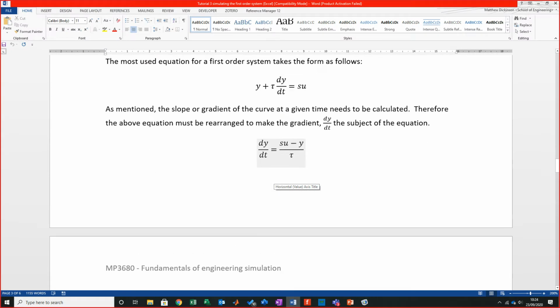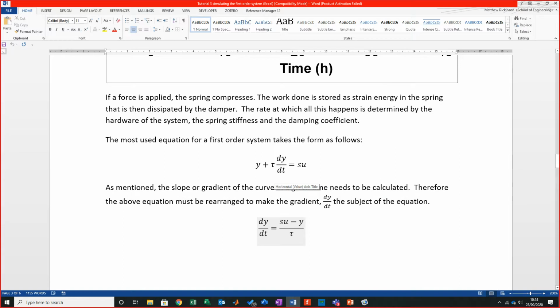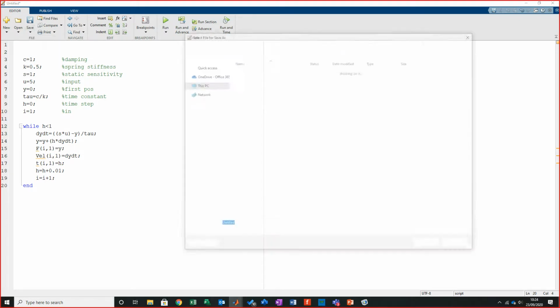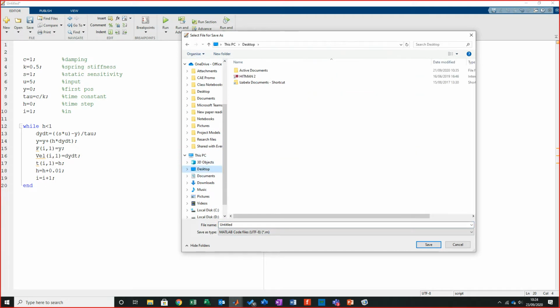Now I do have the Excel example. I'm going to open up the Excel example because I want you to see the alternate option to doing it in Excel. And the reason that we'll do something as simple as this. So first things first, I'm going to save it. Matlab will insist that you save it because it's aware that things can go horribly wrong. So I'm just going to call this first order because this is a first order equation.